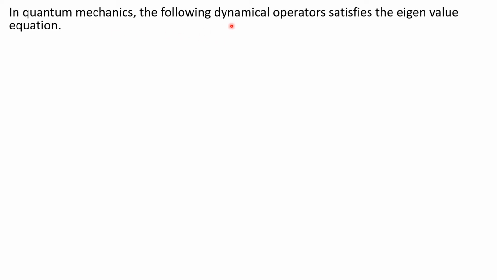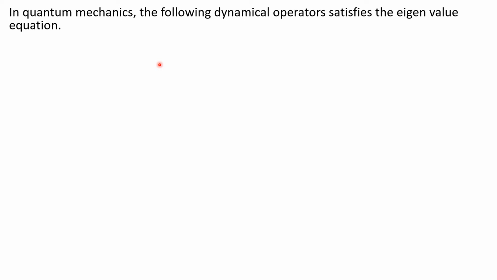Now here are some dynamical operators. Which dynamical operator? Linear momentum operator. We write Hamiltonian operator, energy operator, position operator, potential energy operator, and so on. We see only some examples here in quantum mechanics.